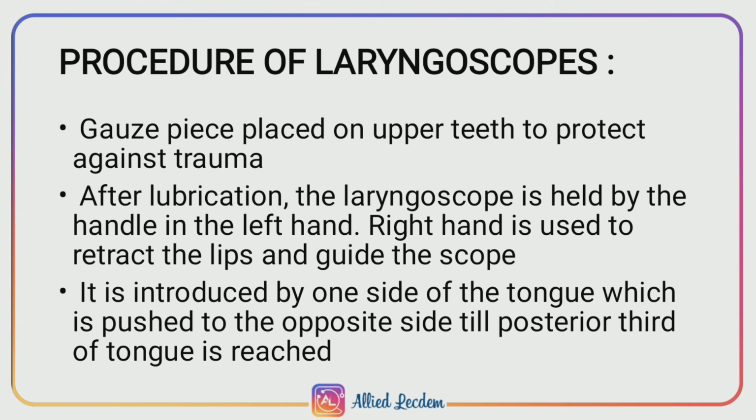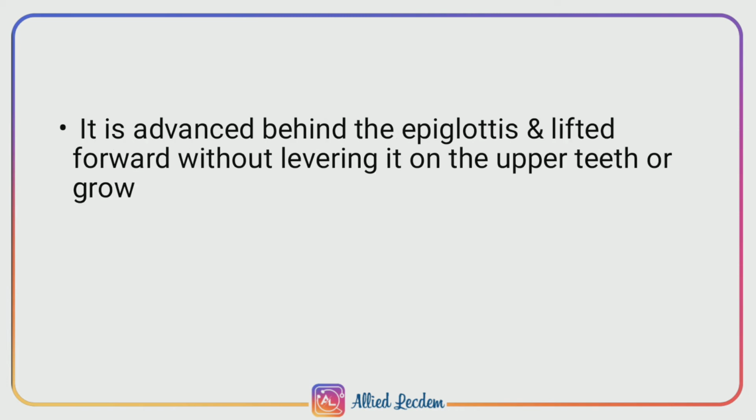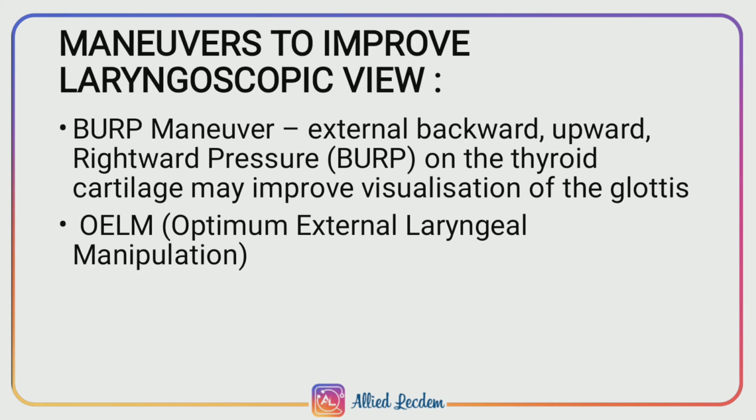Procedure of laryngoscopy. A gauze piece is placed on the upper teeth to protect against trauma. After lubrication, the laryngoscope is held by the handle in the left hand. The right hand is used to retract the lips and guide the scope. It is introduced by one side of the tongue, which is pushed to the opposite side till the posterior third of the tongue is reached. It is advanced behind the epiglottis and lifted forward without levering it on the upper teeth or gum. Maneuvers to improve laryngoscopic view.